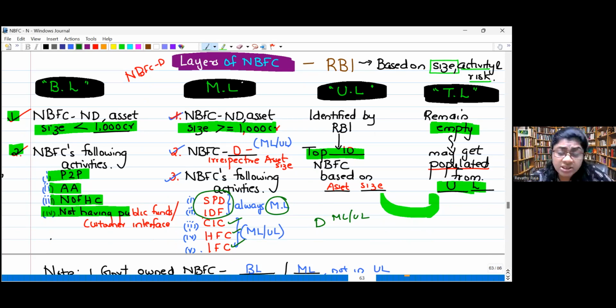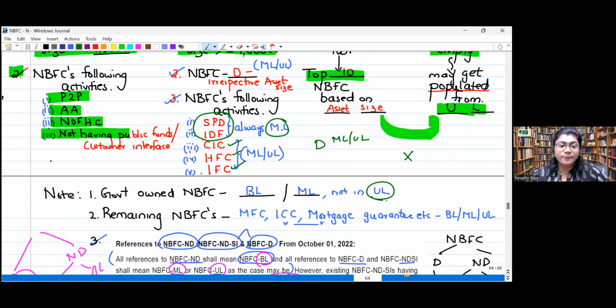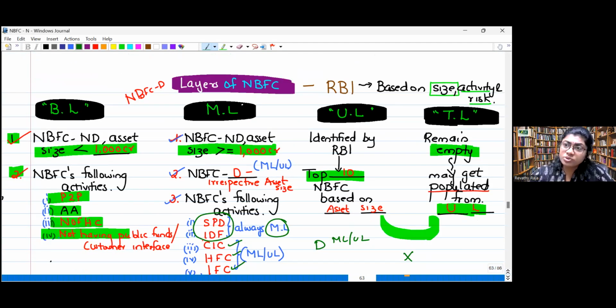There was a condition. If it is a government-owned NBFC, it won't go in which layer? Government-owned NBFCs won't go in UL. The NBFCs other than those which I've said here, like Mortgage Guarantee Company, ICC, can come in ML, BL, UL, anywhere. Okay, TL we don't need to see because RBI will decide.